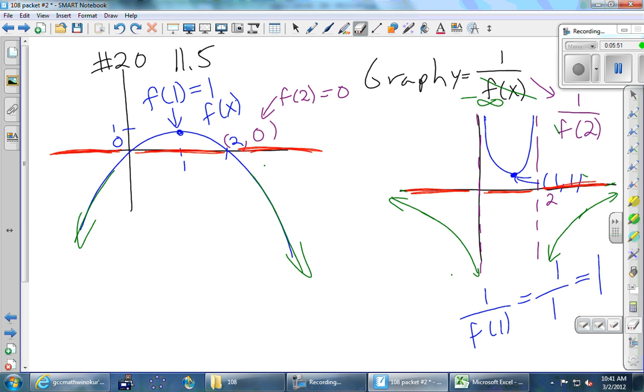So graphing 1 over a function is really quite complicated, and it's something that we have no practice with until now. You are starting to practice with the graphs of 1 over functions. And so there's kind of crazy stuff that happens, but with a little bit of practice, it becomes less crazy and more orderly. Are there any questions on that one?